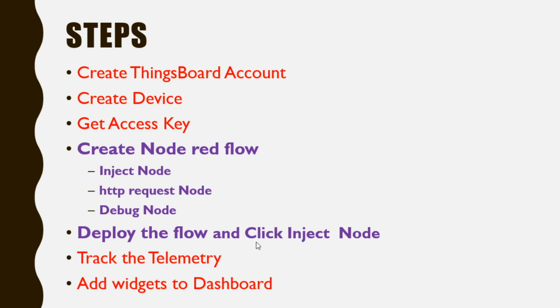So now we have to toggle to the ThingsBoard account. There we are going to track the telemetry, and we are going to add the widgets to the dashboard, and we are going to visualize the output which has been transmitted from Node-RED, in ThingsBoard. This is a complete flow.